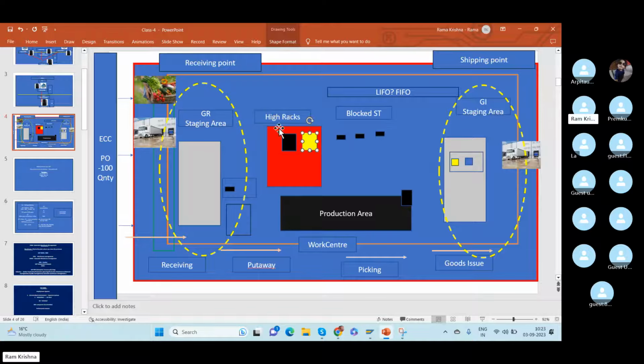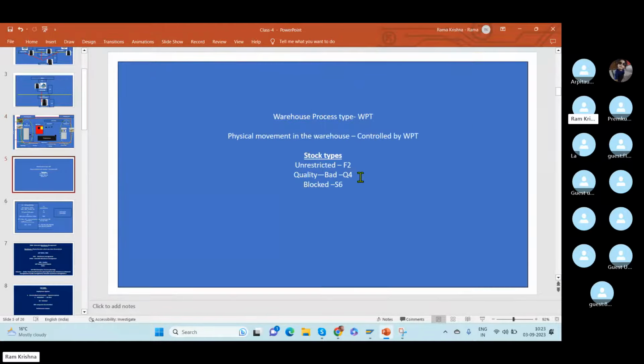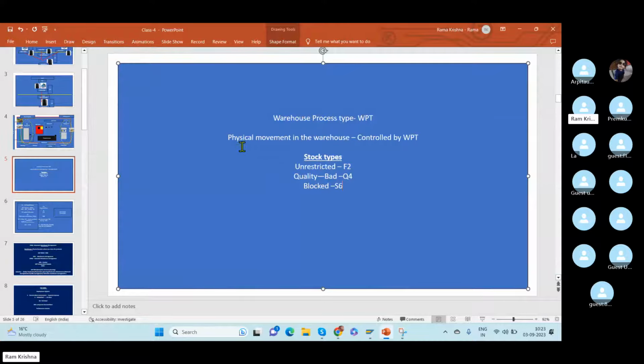What do we call this, guys? This is called logical movement. Logical movement means only the system we are changing, not physically. This is called logical movement in the warehouse, controlled by WPT.